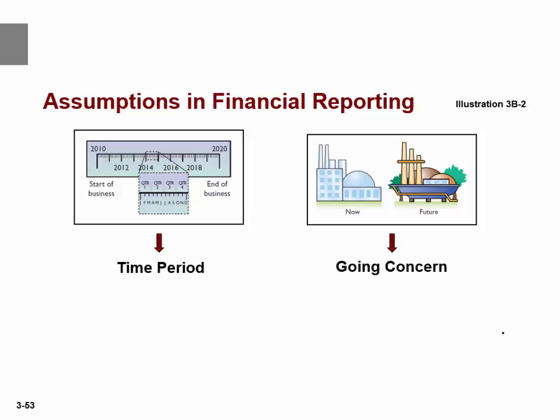Okay, assumption in financial reporting, going concern. What does that mean? That means that we assume that the company is going to continue in business for a period not to exceed 1 year. We do not go out longer than 1 year in this. Why not? Why do we limit it to 1 year when we're considering if a company is going to go out of business?